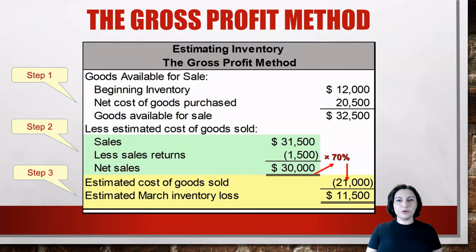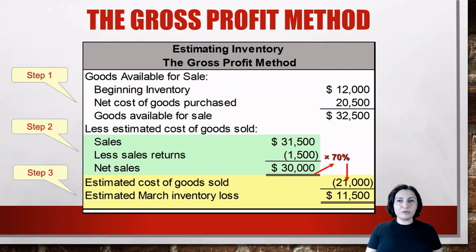First, determine the cost of goods available for sale. This is calculated by adding beginning inventory and the net cost of goods purchased. The cost of goods available for sale is $32,500.